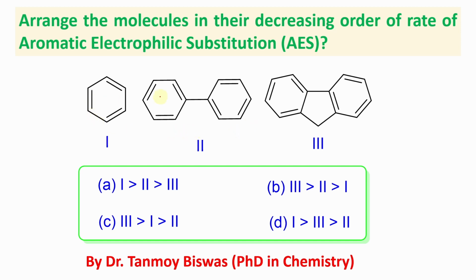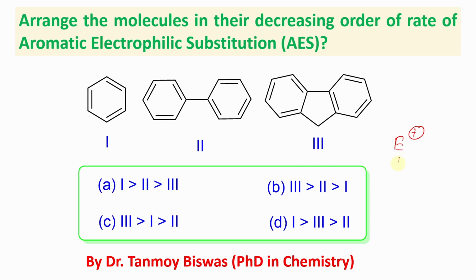Now if you look, these are actually three aromatic molecules. So where will it react with the electrophile? In which case will the reactivity be highest, in which case lowest, and why? So this is actually the discussion. By the way, this question is asked from a theoretical point of view regarding basic concepts. So let's learn a little bit about the basic concept.